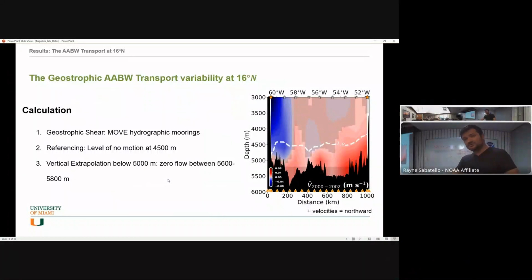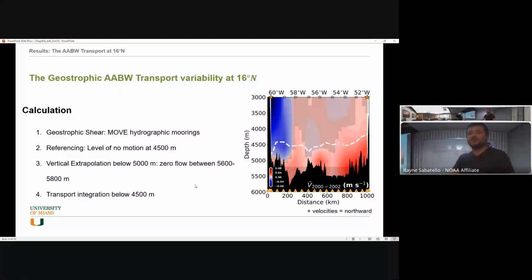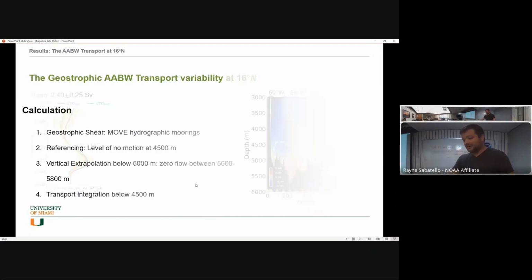So everything in terms of uncertainty has been included in the calculation as well. And finally, we integrate the geostrophic velocities below 4,500 meters and call that the Antarctic bottom water flow. All right. After all this, that's what we got.